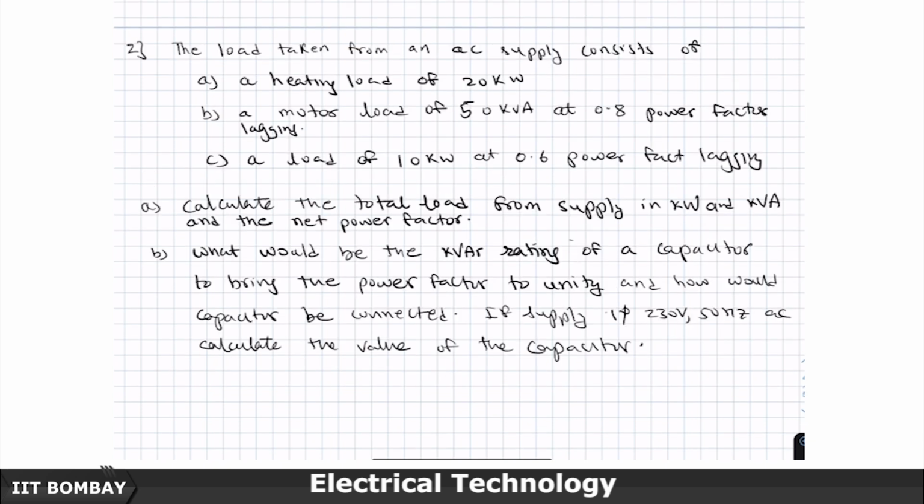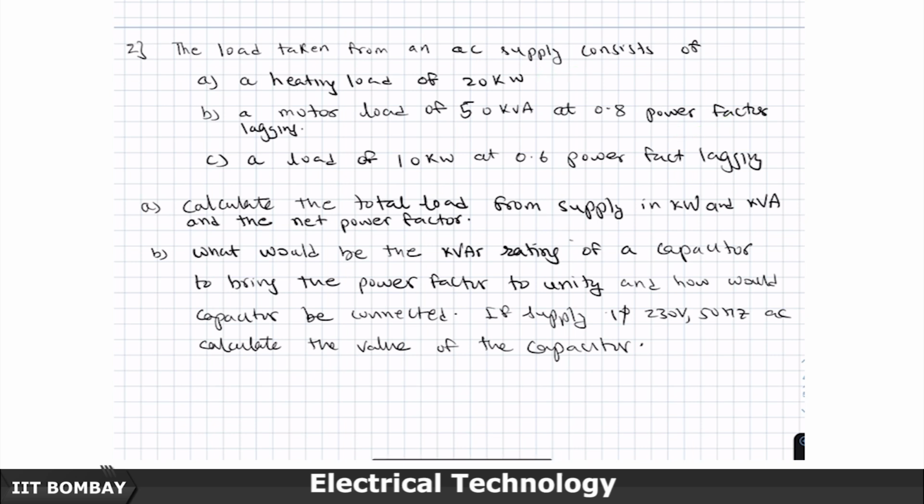The load taken from an AC supply consists of a heating load of 20 kilowatts, a motor load of 50 kVAR at 0.8 power factor lagging. Usually motors have a lot of inductive elements, iron and so on. So, they create a lagging power factor load.